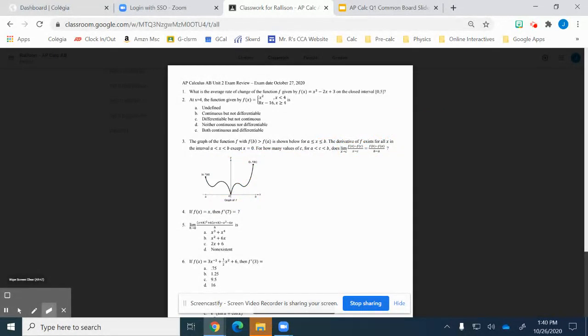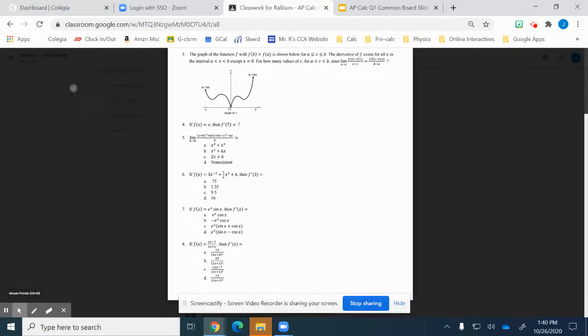All right, so now I'm going to scroll up a little bit. And okay, so the next one is more of a thought problem than anything else. So the next one says if f of x equals x, now that is a function, right? Then what does f prime of 7 equal, right?